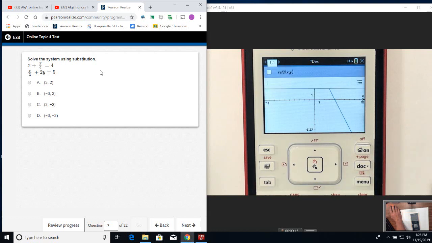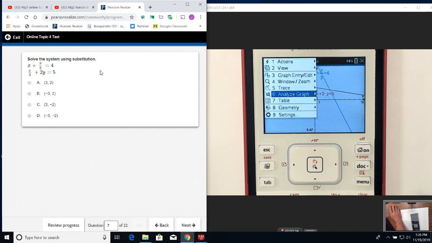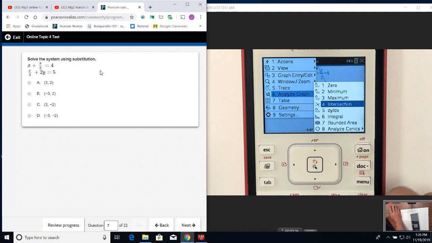Let's graph the next one. So I hit Tab, and then I put in parentheses x divided by 3, close parentheses, plus 2y equals what? 5. Boom. Where do they cross? Go to Menu, Analyze Graph, and then find the intersection, which is 4.